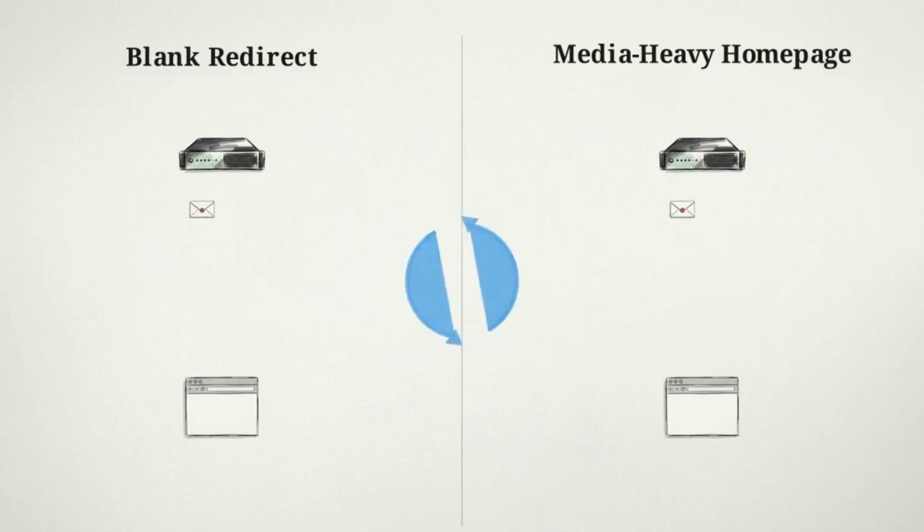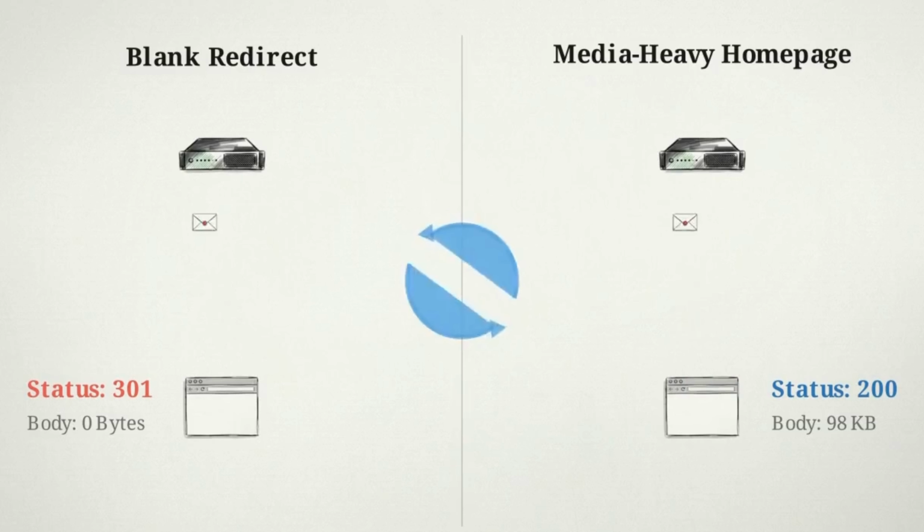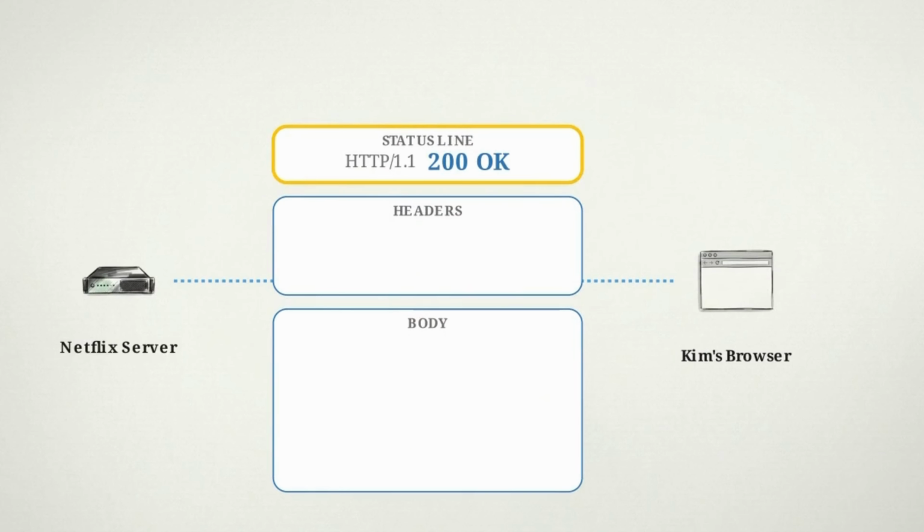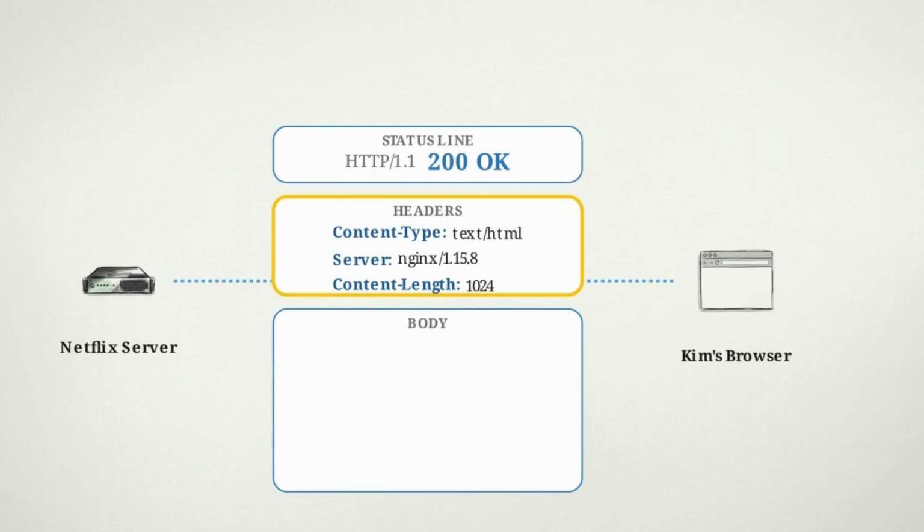Whether it is a blank redirect or a media-heavy homepage, the cycle remains the same. The status code declares the result. The headers dictate the browser's behavior, and the body delivers the raw code to be rendered.